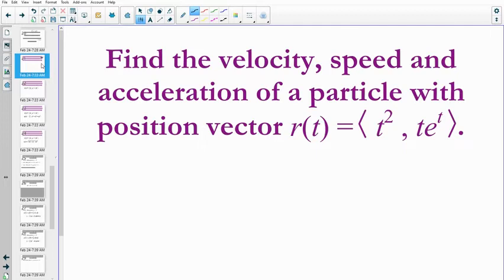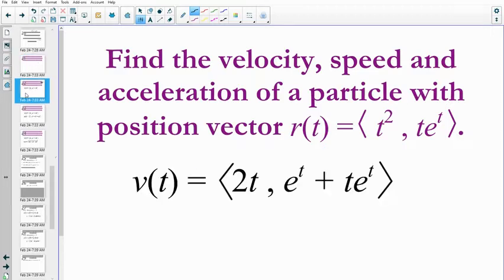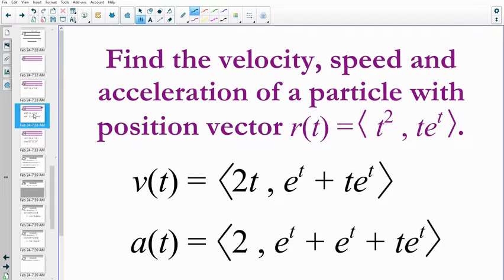So if I say that this is a position vector, my position is given by this ordered pair t squared, t e to the t. And I ask you for the velocity, speed, and acceleration. This is actually fairly easy. The velocity is just the derivative of position, and there's no complicated, weird thing to go through. It's just simply the derivative of the x and the derivative of the y. And so this tells us in what direction it's moving. And then the acceleration is just the derivative of the velocity.